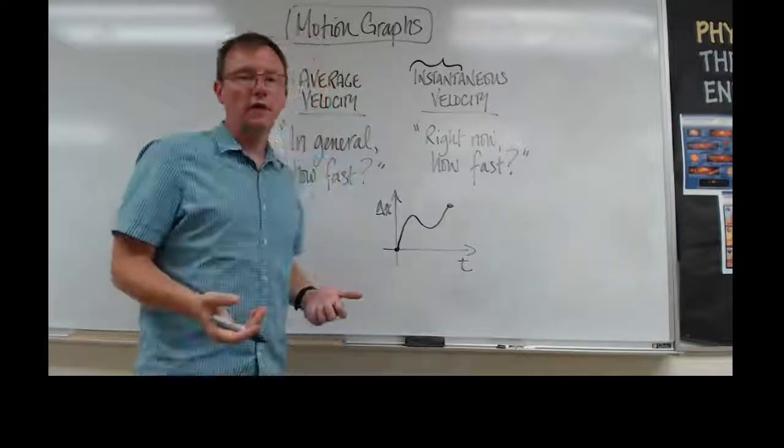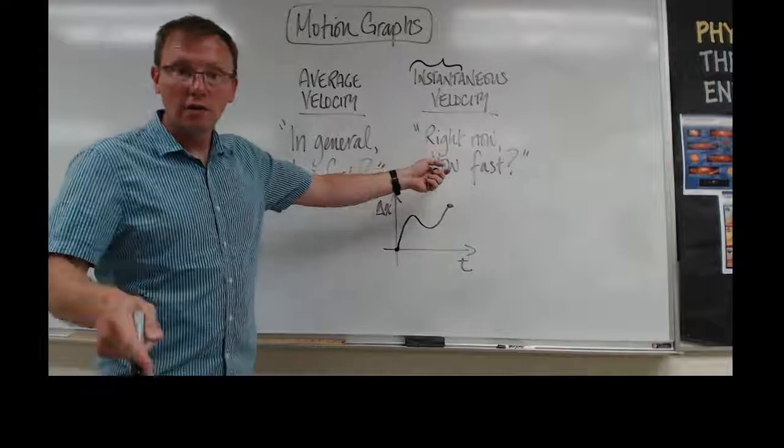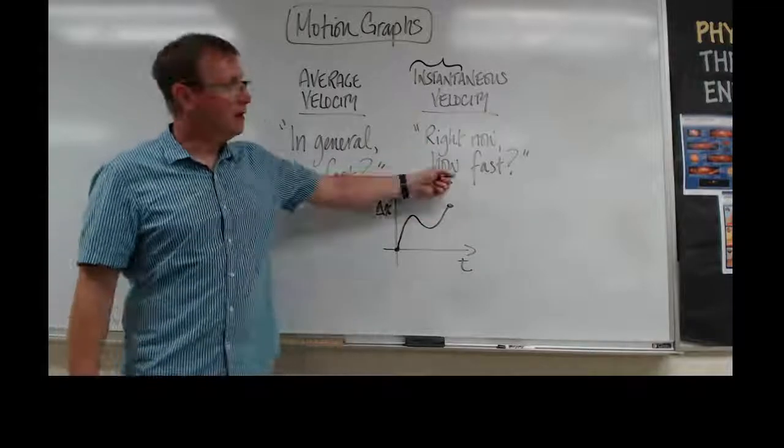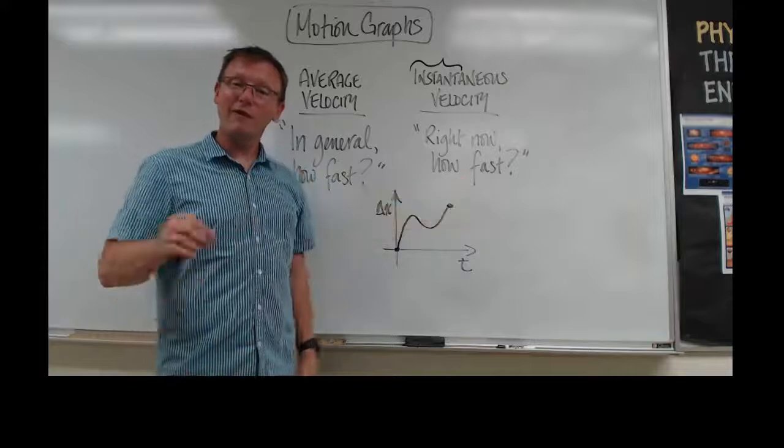And so you can see the difference right there, right? This one is in general terms, what are you doing? This one is right now, how fast are you going? This is what you find on your speedometer, if you're talking about speeds, right? So you find that, how fast you're going. How fast am I going right now?